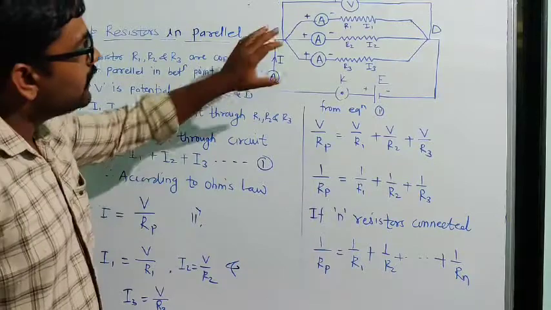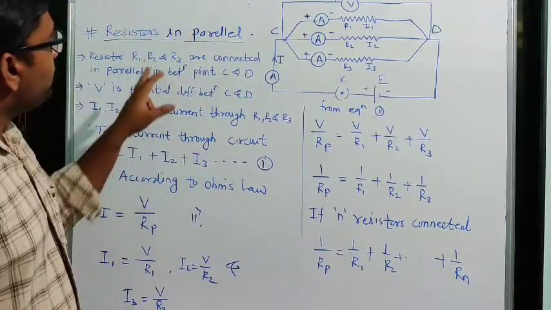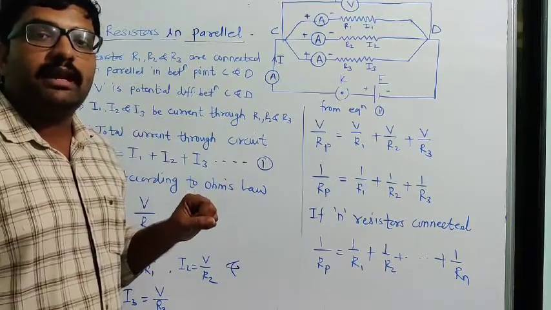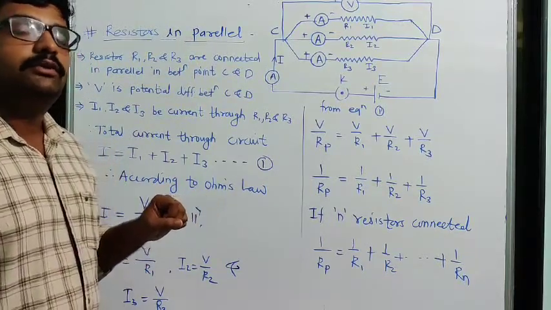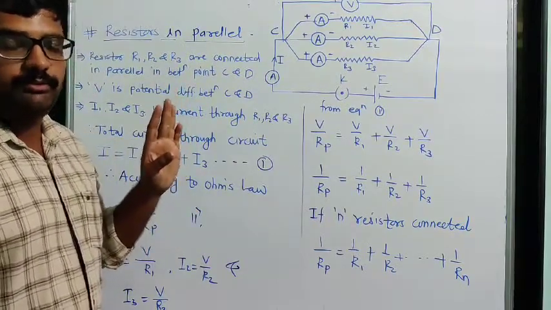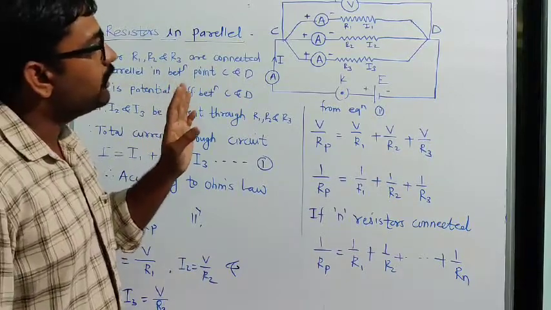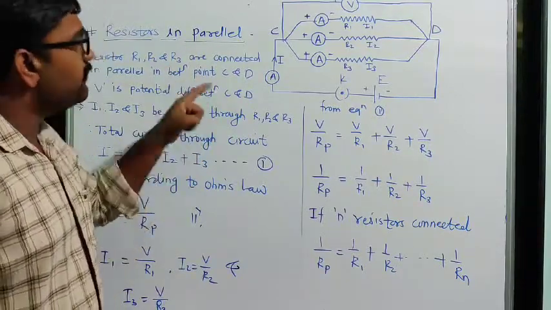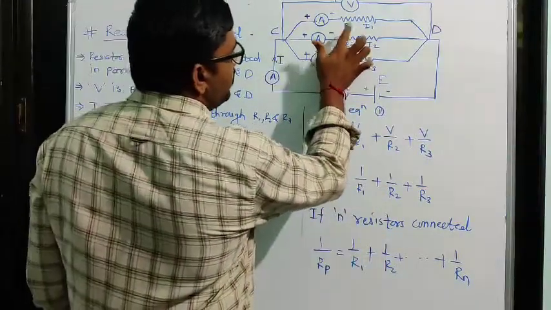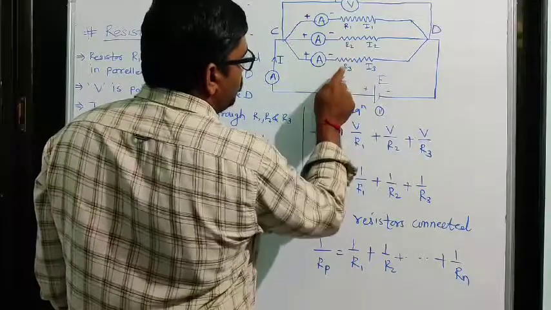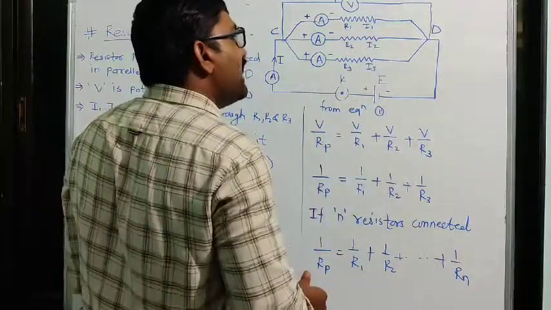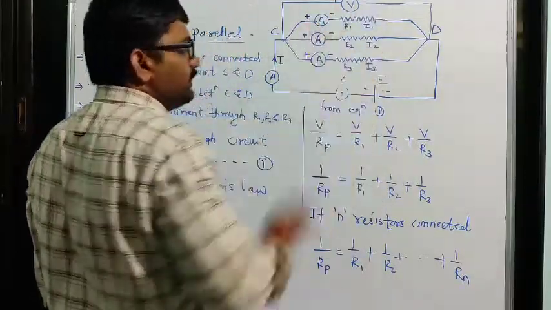Now we have to see the parallel connection. Parallel means what? Parallel lines are two lines that do not cross each other at any point, up to infinity. In the same way, in a parallel connection, look here: this is the first resistor R1, this is the second resistor R2 and this is the third resistor R3. These three resistors are connected in parallel.